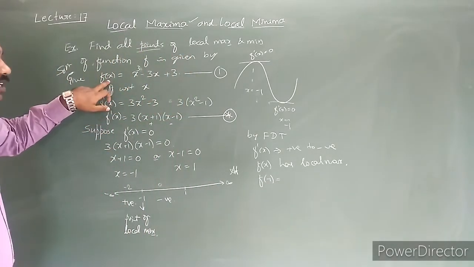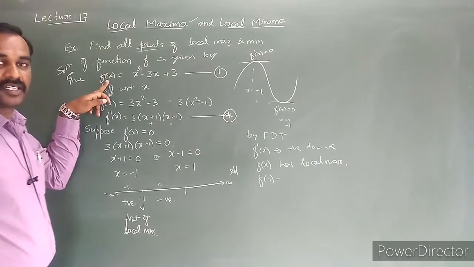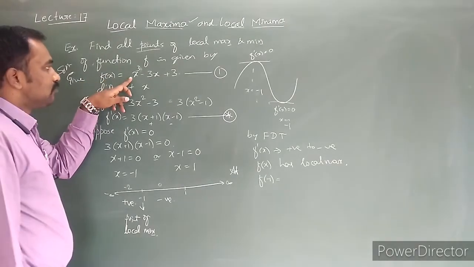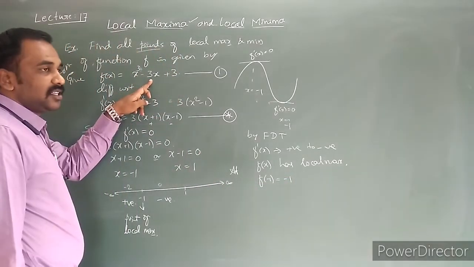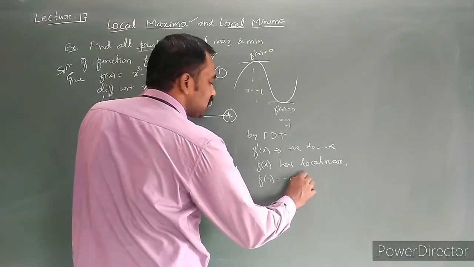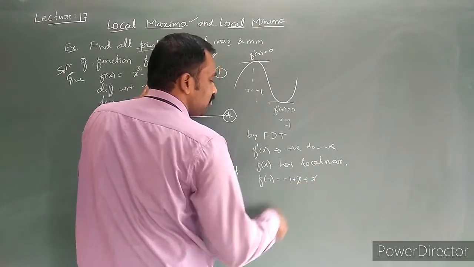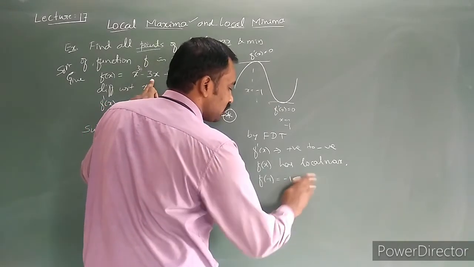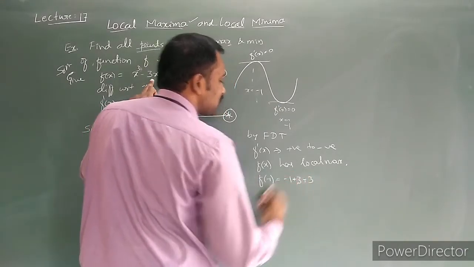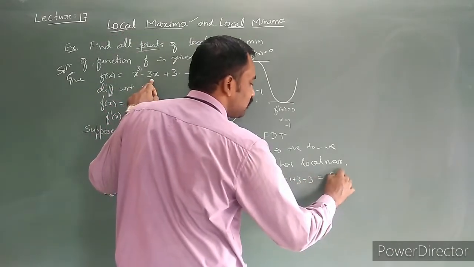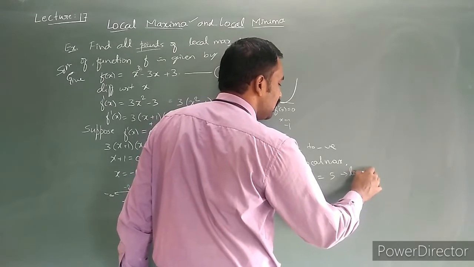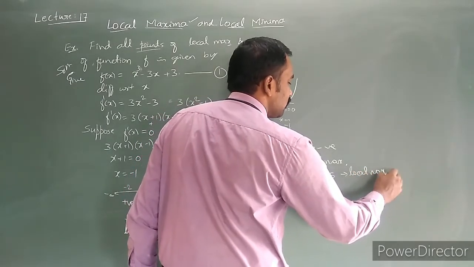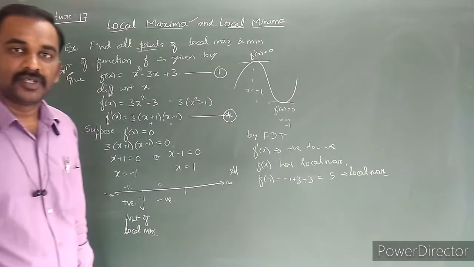f of minus 1. Wherever f of x is there, replace x with minus 1. Minus 1 cube, minus 1, minus 3 into minus 1, plus 3. Plus 3 plus 3, plus 6. 6 minus 1 is equal to 5. Therefore, this is the required local maximum. The local maximum value is 5.